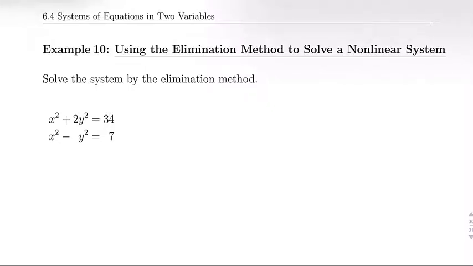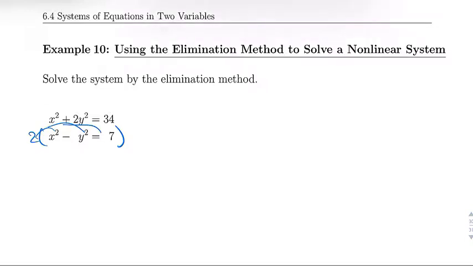Okay, so we're down to the last couple of examples. In this example 10, we want to use the elimination method. It says solve the system by the elimination method. Okay, I'm going to multiply the second row by 2. So I'm going to say this times 2 and this, like that.